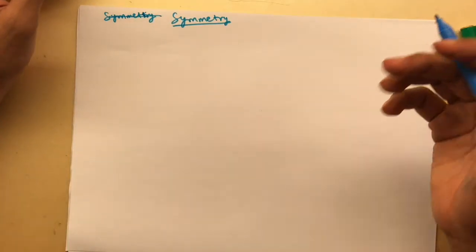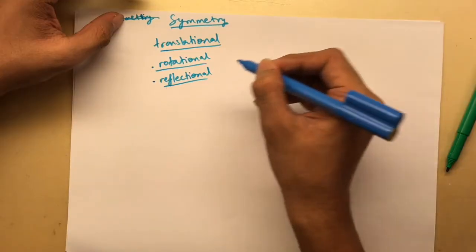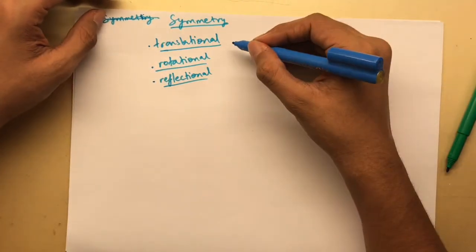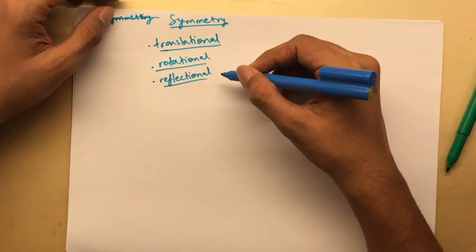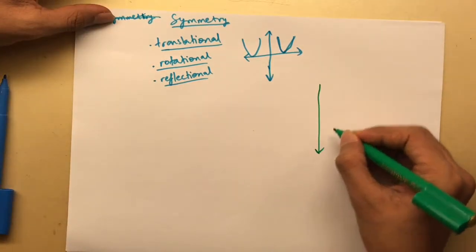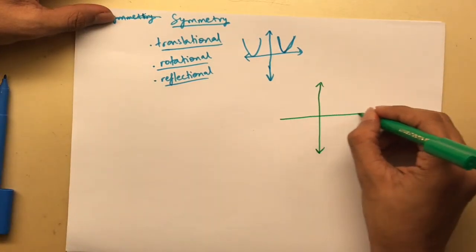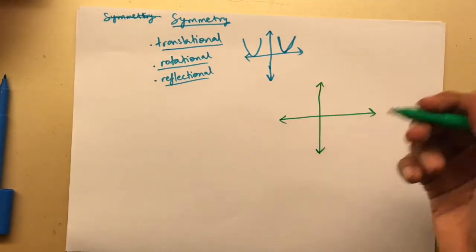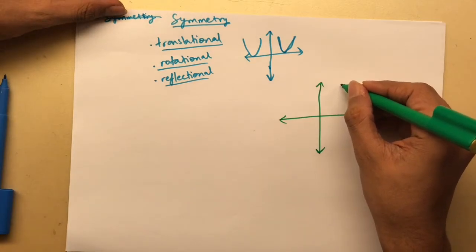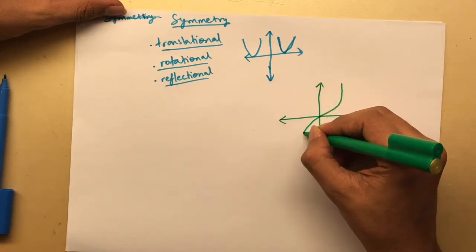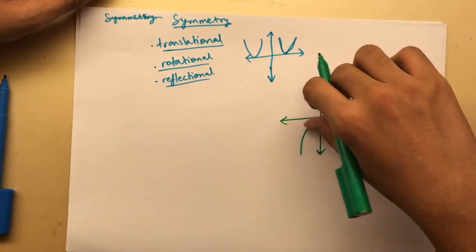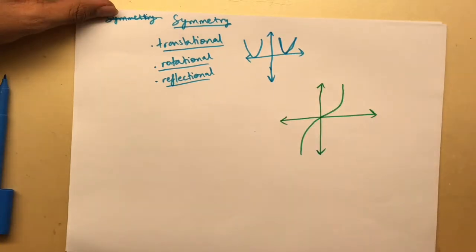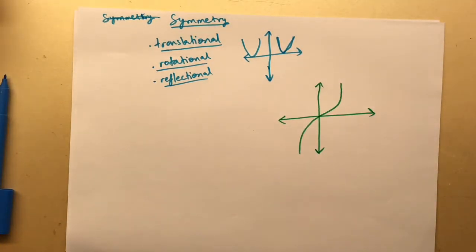So the last thing we look at is the symmetry of functions. There are 3 kinds of symmetry: translational, rotational, and reflection. Rotational symmetry would be if I can rotate a function for it to become itself again. For example, y is equal to x cube is rotationally symmetric, because if I turn this by 180 degrees, it would be the same function.